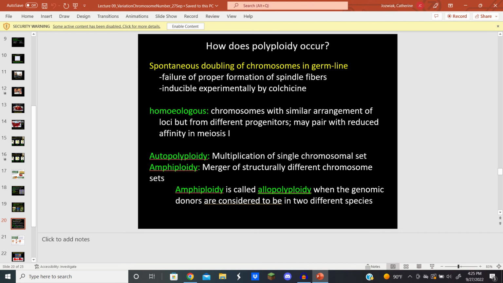And of amphipolyploid things, if the parents are of completely different species, then we call that allopolyploid. So that's what Karpechenko was doing. He was making these allopolyploid Raphanobrassica species. Make sense to everybody? Let's talk about each one of these at a time, because they're both important and interesting.